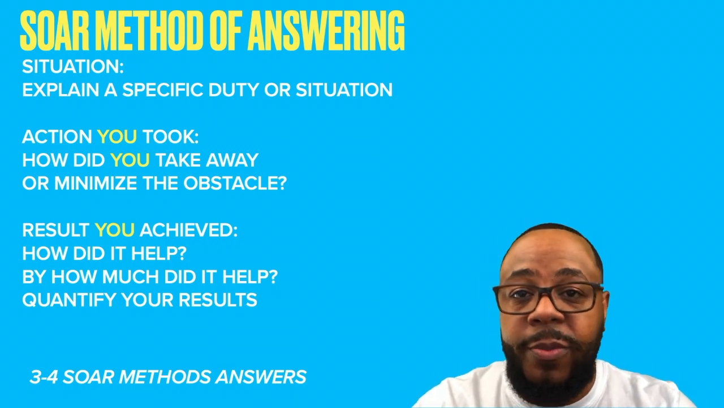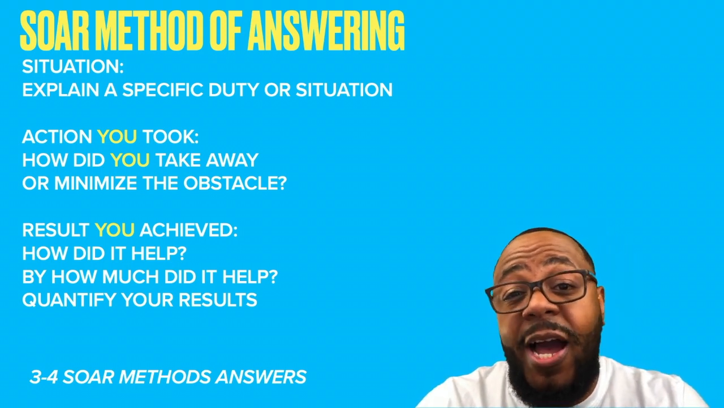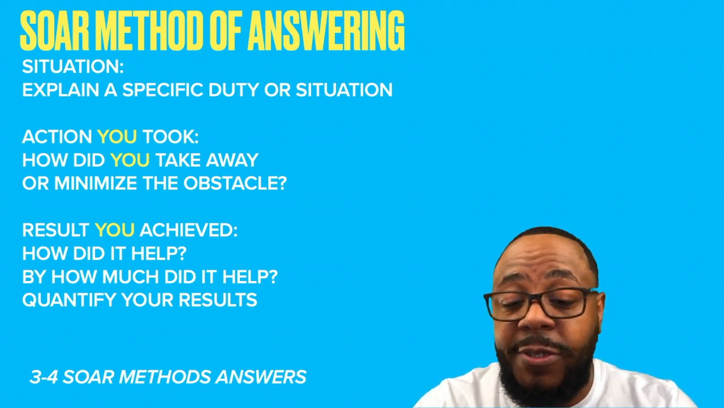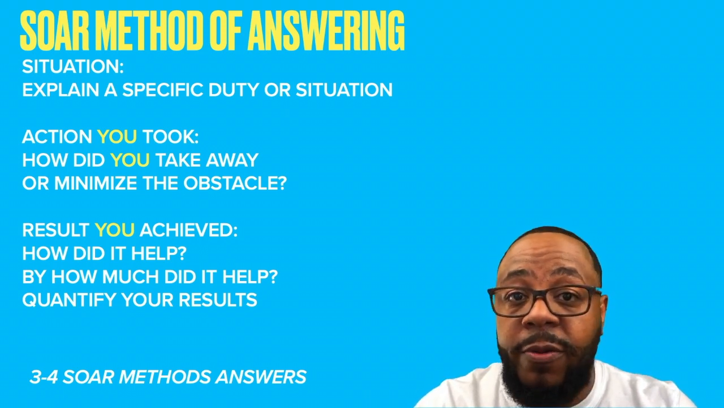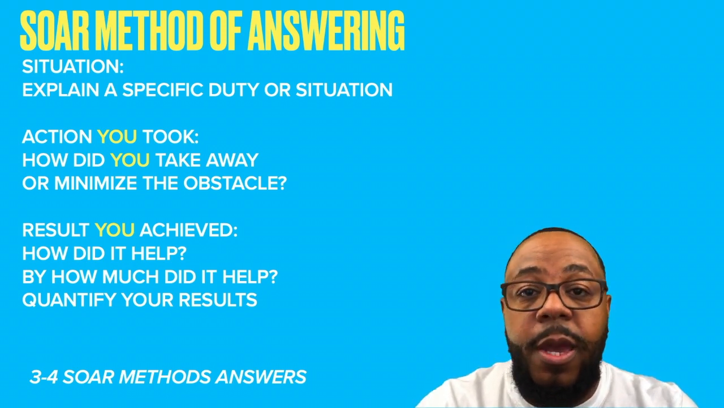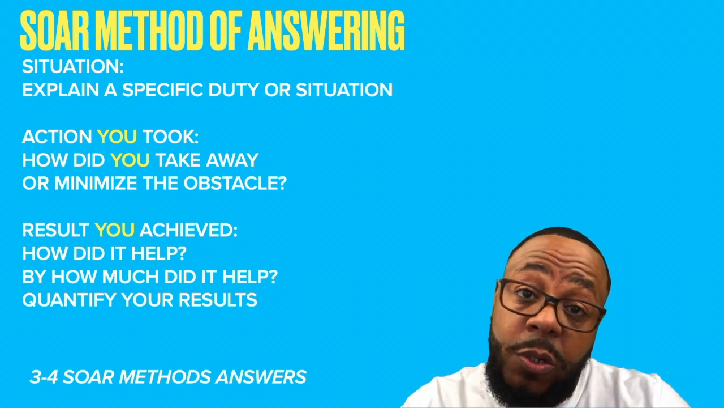Then we have the SOAR method. The SOAR method is just like the STAR method, except it's talking about obstacles, and how you got around or eliminated the obstacle. You have a situation, and you describe that specific duty or responsibility you had. Then you talk about the actions you took, how you took away or minimized that obstacle. That's what they're looking at, and then the result that came from it.